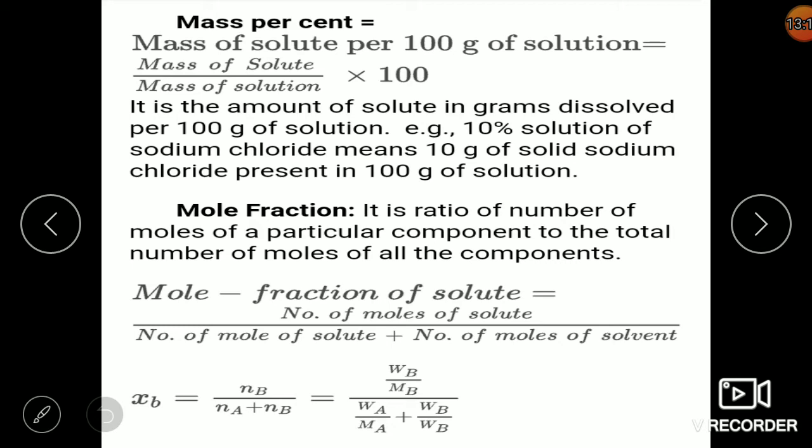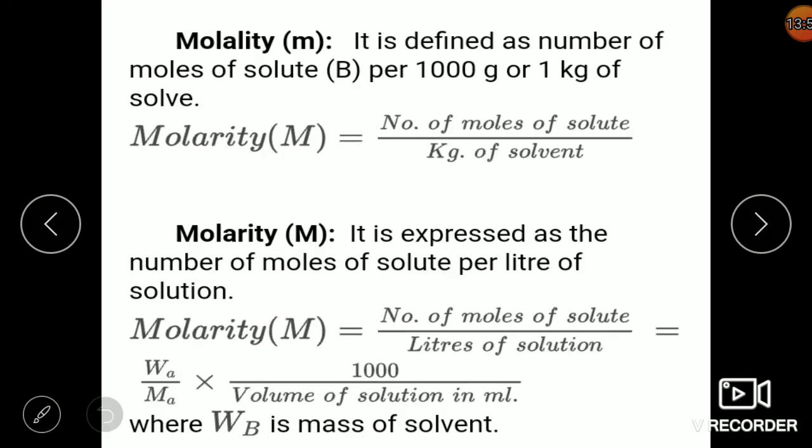Now in solution, what do you have? You have the sum of solute particles plus solvent particles. So it will be the number of moles of solute divided by the number of moles of solute plus the number of moles of solvent, and hence you will get the mole fraction of solute. If you consider the solute to be B, we present it as XB, which is equal to nB, the number of moles of solute B, divided by the number of moles of solvent plus the number of moles of solute. Now again, you know that number of moles means mass given or weight divided by molar mass. So if you put this in the formula, you will get this expression. So that is your mole fraction for solution.